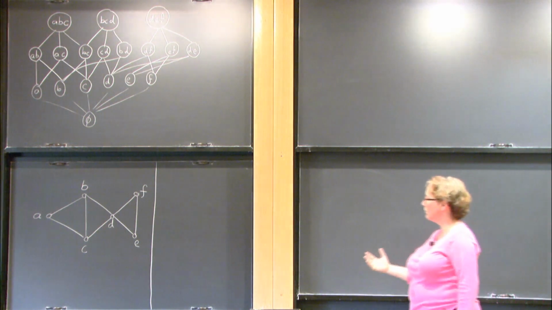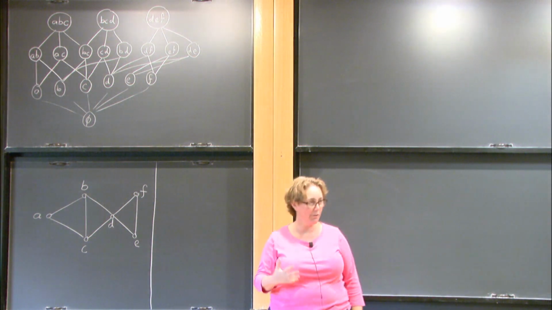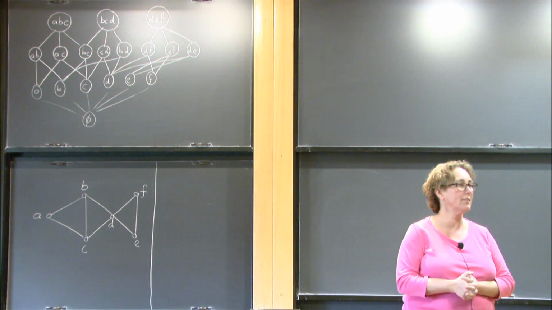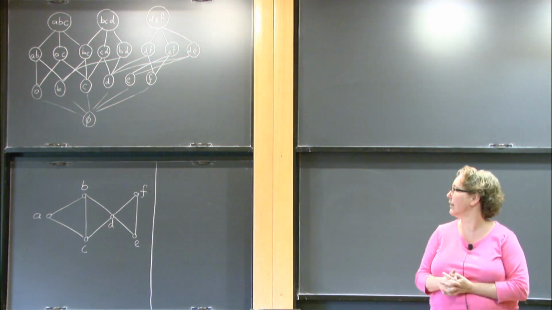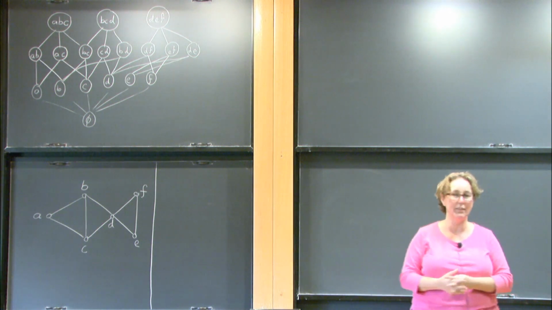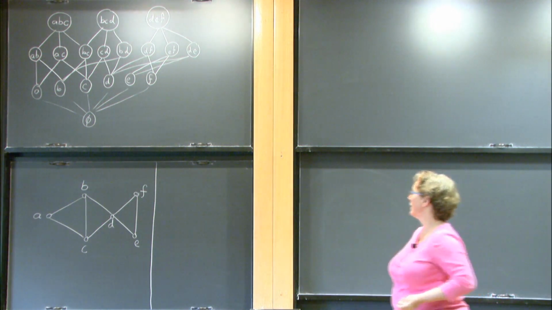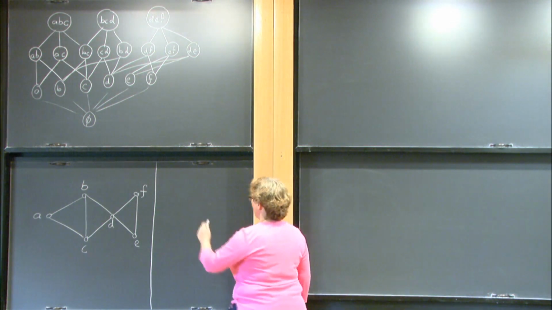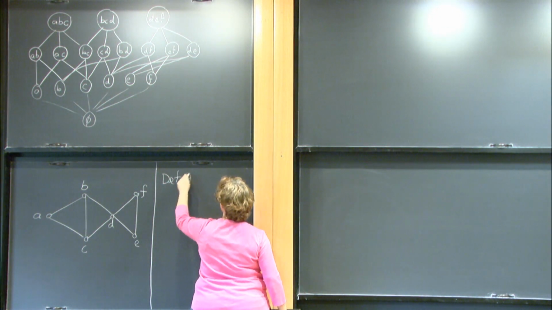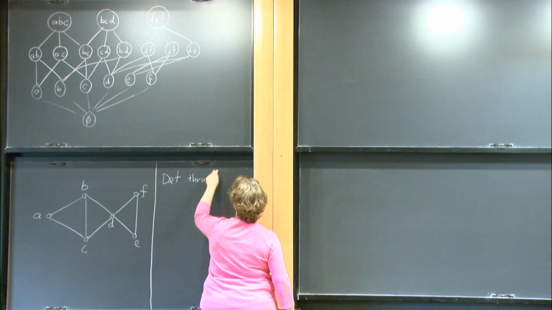I just want to give you 2 definitions for high-dimensional expanders that will coincide, so they will be equivalent. And so give the definition, slowly prove the equivalence, and see what kind of things we can do with them. So the first definition will be the definition through random walks.